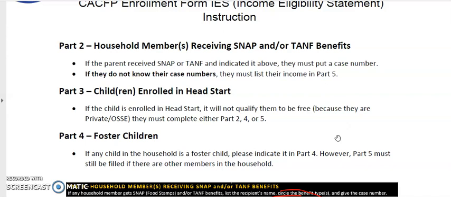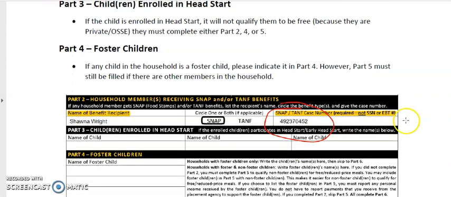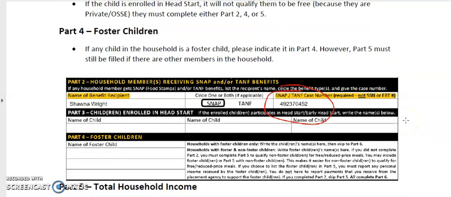If the child is enrolled in Head Start, it will not qualify them to be free because they are private or OSSI, and they must complete either Part 2, 4, or 5. Part 4, foster children. If any child in the household is a foster child, please indicate it in this section, Part 4. However, Part 5 must still be filled out if there are other members in the household.